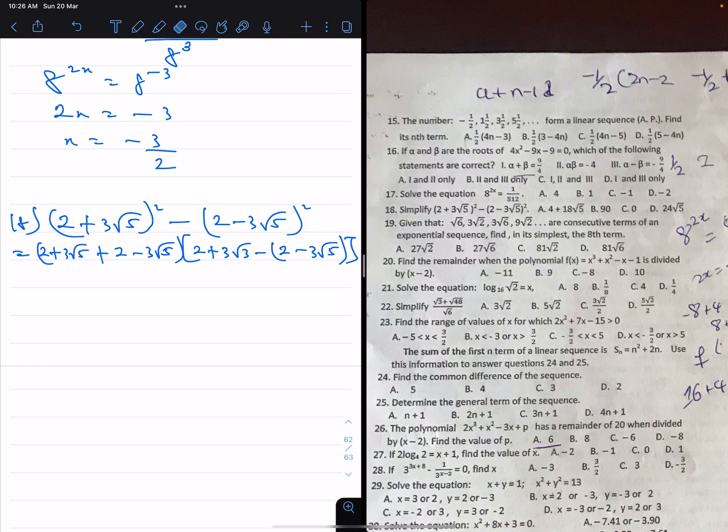So I can do it the normal way, and if you like, square them separately and then subtract. Now, what does that mean? 2 plus 2 is 4. 3 root 5 minus 3 root 5 is 0. So that's 4 into bracket. Let me open the bracket. This is going to become 2 plus 3 root... I wrote 3 root 3. It's supposed to be 3 root 5.